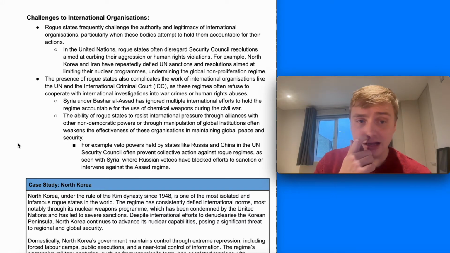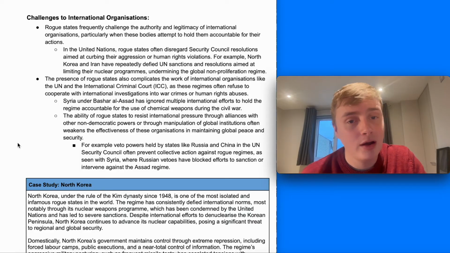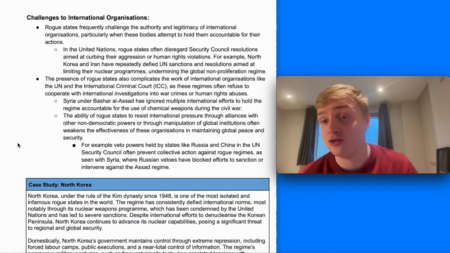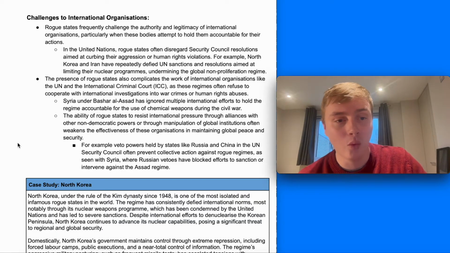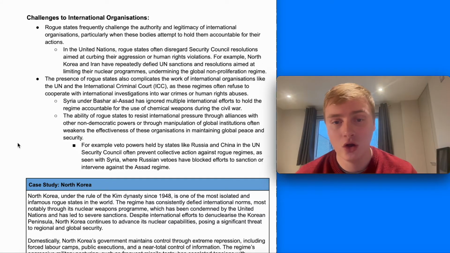And the presence of rogue states also complicates the work of international organisations like the UN and the ICC, as they often refuse to cooperate with international investigations into war crimes or human rights abuses. Syria, for example, ignored multiple international efforts to hold it accountable for its use of chemical weapons during the civil war.